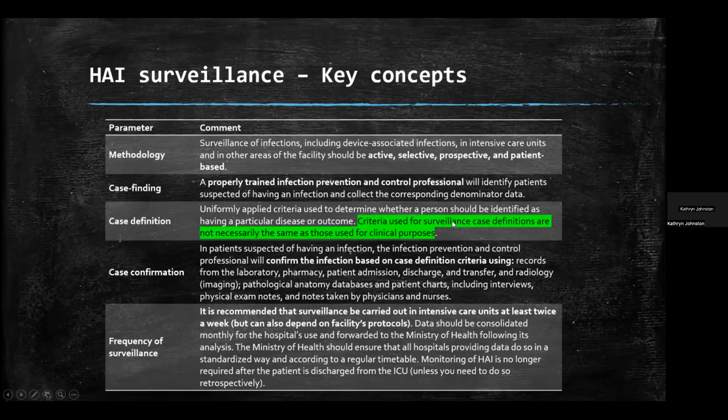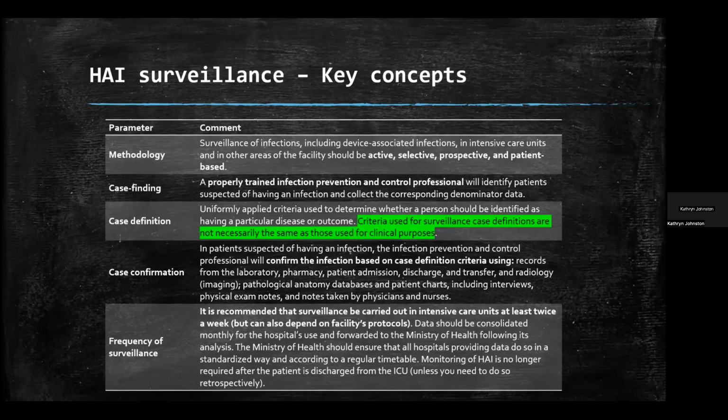The surveillance definitions are simply a methodology that we can use to count what is most likely a healthcare associated infection, and then allows us to apply interventions or bundles or prevention measures that will begin to decrease the number of patients who develop those HAIs.